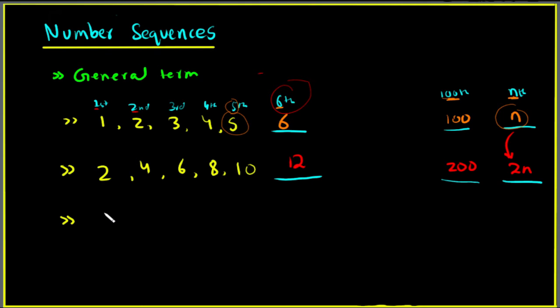For example, I could write a sequence like 1, 4, 7, 10, 13, and these are the first 5. And what would be the sixth, the hundredth, and the nth term? This is a bit more complex than the first two we did. We can see that 1 plus 3 is 4, 4 plus 3 is 7, 7 plus 3 is 10. So we are adding 3 to every number to get the next number. So what would be the hundredth term?